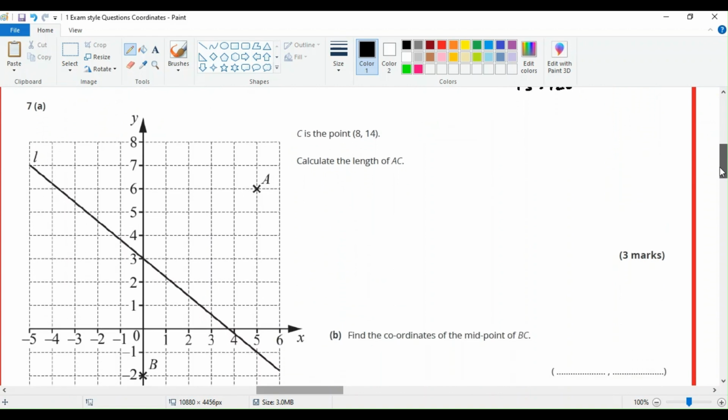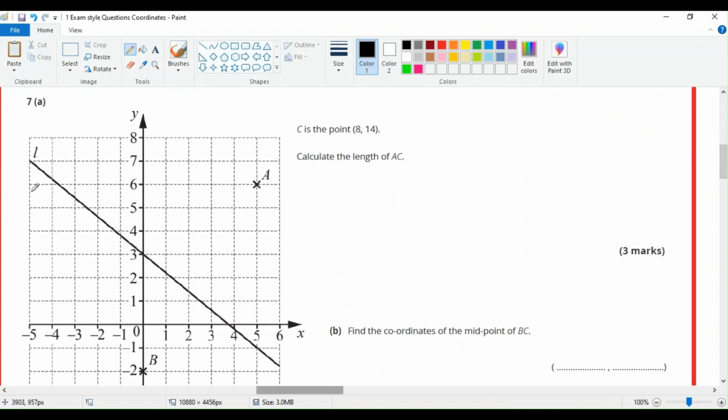When it comes to question number 7, it says the line is given, point A and B are also given. So what we do is, C point is also already given here, which is out of the graph, and A point is 5, 6. A is 5 and 6, and B point is 0, -2. B is 0 and -2. So once we have all these points, we can find out the length of AC. A is 5, 6, and again same formula we are going to use. I better copy down that formula.